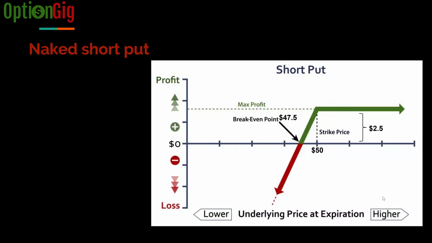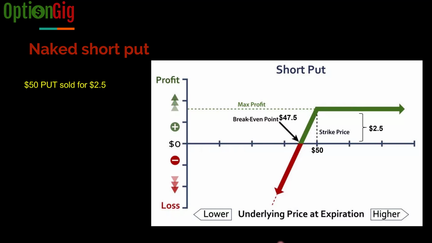Alright, this is an example of a naked short put, just to emphasize the differences so you can appreciate the value of spreads. What you see here right now is a naked short put. It means your loss is undefined. If the stock goes below your break-even point, your losses start to increase, and theoretically the stock could go down to zero. So that means a lot more losses for you.